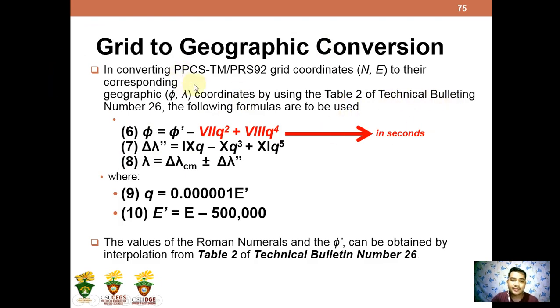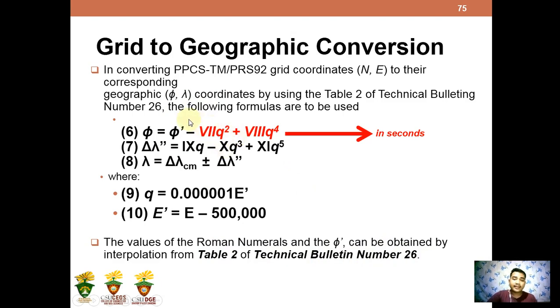Which is, from northings to eastings, we convert it into geographic, which is latitude and longitude. To get that, this is the formula. So, latitude is equal to latitude prime plus, which you get from Table 2 of Technical Bulletin number 26 using interpolation, minus Roman numeral 7q squared plus Roman numeral 8 times q to the 4th.